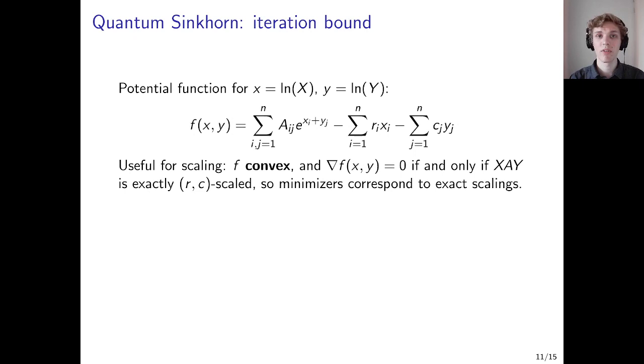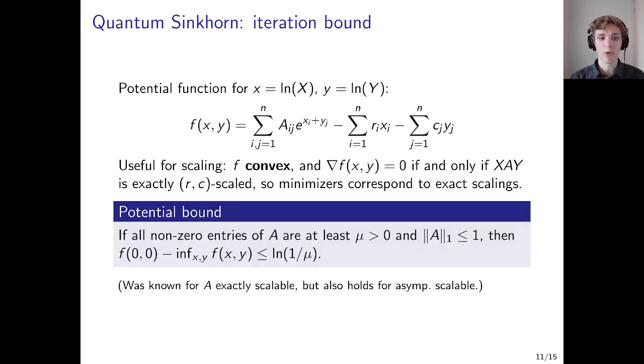Now the potential bound is as follows. If all the non-zero entries of A are at least some mu larger than zero, and the matrix is subnormalized, then your potential cannot vary more than log 1 over mu from the starting point. And this was known for A which were exactly scalable, but we show that it also holds for asymptotically scalable matrices.